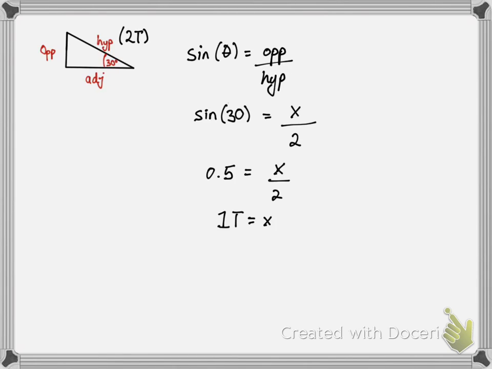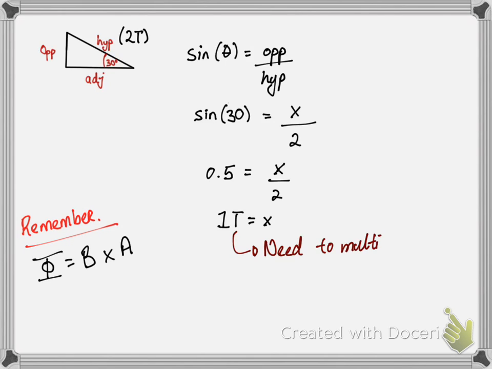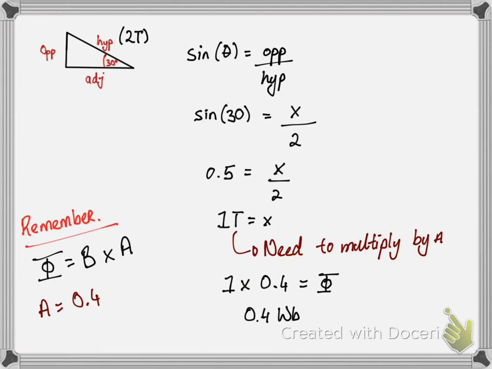Now we know what B is equal to. But remember, to get magnetic flux, you need to multiply B by the area. So we need to multiply this answer by the area, which is 0.4 meters squared. So 1 multiplied by 0.4 will equal 0.4 Weber, which is the magnetic flux passing through, or the total magnetic flux. Hope this is of some help.